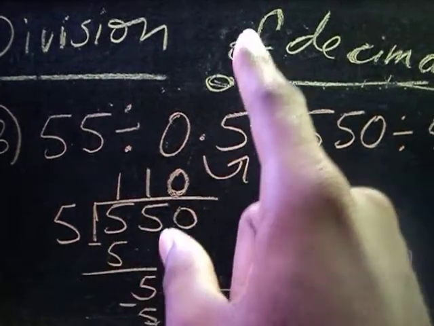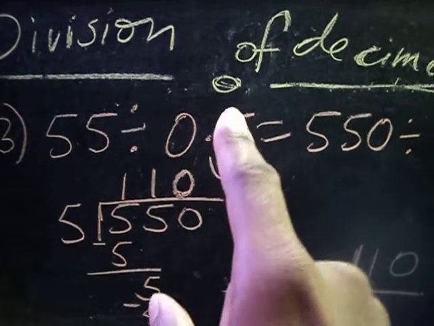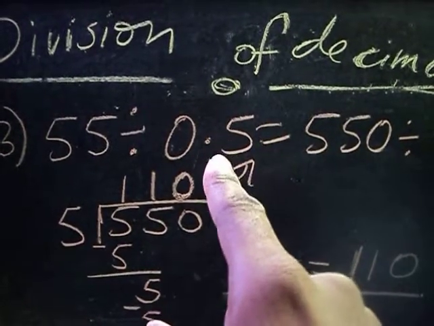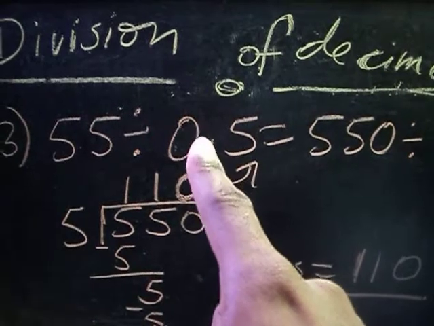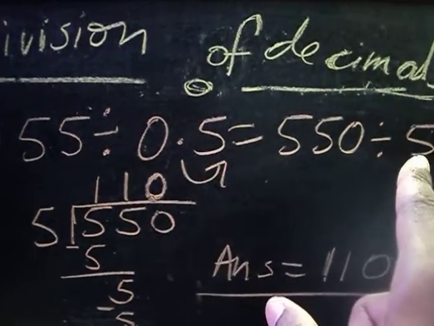Yes? So I'm going to multiply this 0.5 by what? By 10 to make it a whole number. Why 10? Because we have to shift the point how many times? Once. Once to make it a whole number. And the whole number will be 5.